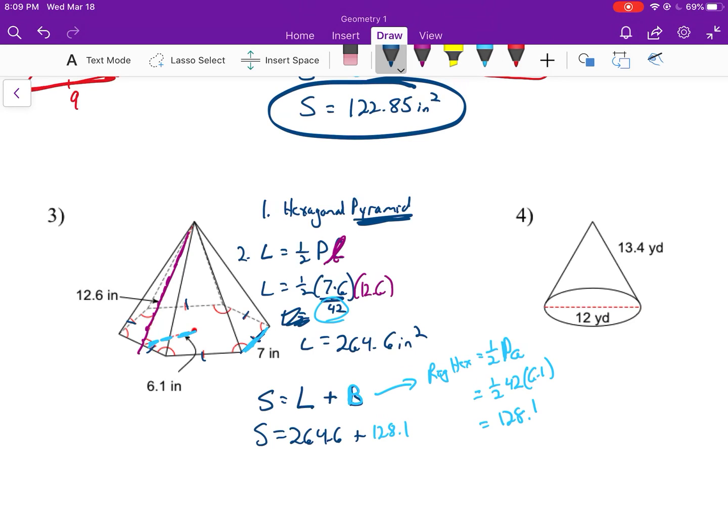And we add those together to get the total surface area. So we get 392.7 inches squared.